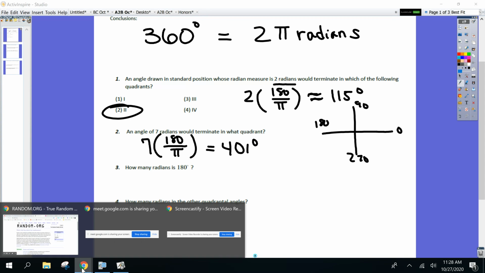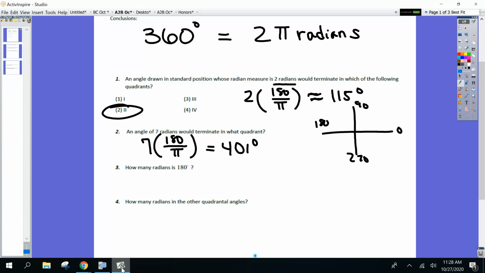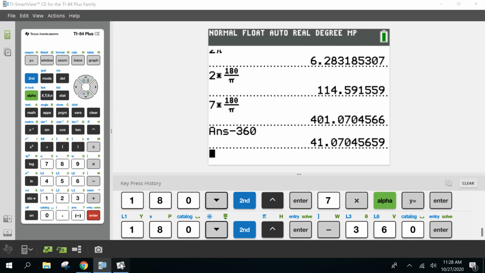If I didn't want 401, I don't feel comfortable doing 401 degrees because I only like angles that are less than 360. What could I have done to the 401? Dan, what could I have done to the 401? You could have subtracted 360. Absolutely. So if it's a little too large for you, subtract 360 from it and you got a nice angle that was 41 degrees.